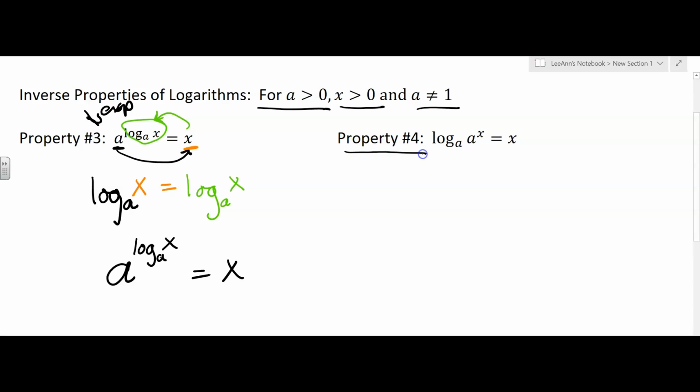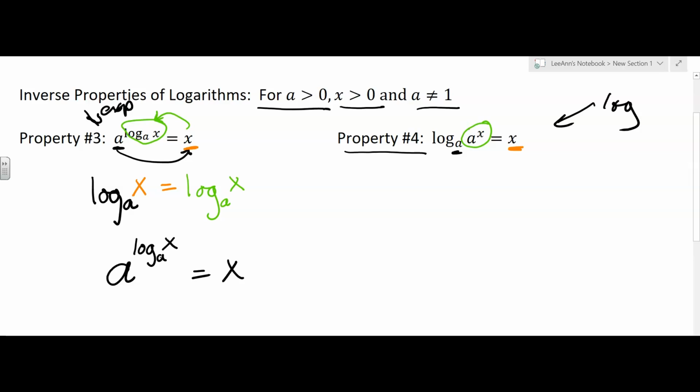So this is property 4 now. This is a logarithmic equation. So I'll try doing the same thing. The base here is a. Then over here, you're going to pick up the exponent. And then all of this is the argument.